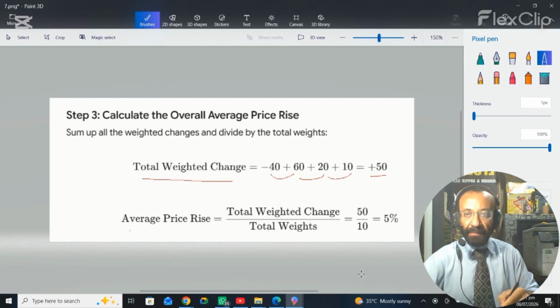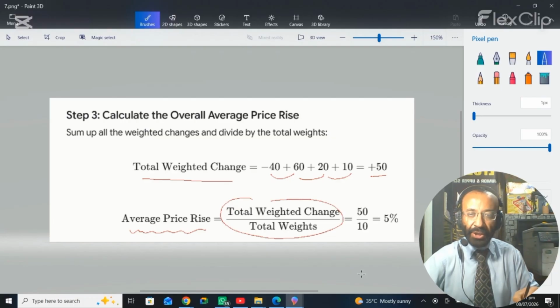And finally, the formula for the average price rise is equal to the total weighted change over the total weights. So the total weighted change is plus 50 and the total weights are 10. So after solving it on the calculator, the answer is 5%.